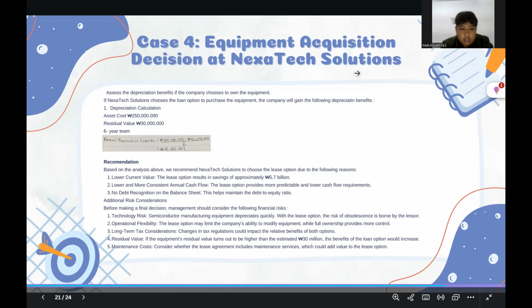Additional risk considerations before making a final decision. Management should consider the following financial risks. One, technology risk. Two, operational flexibility. Three, long-term tax considerations. Four, residual value. Five, maintenance cost.